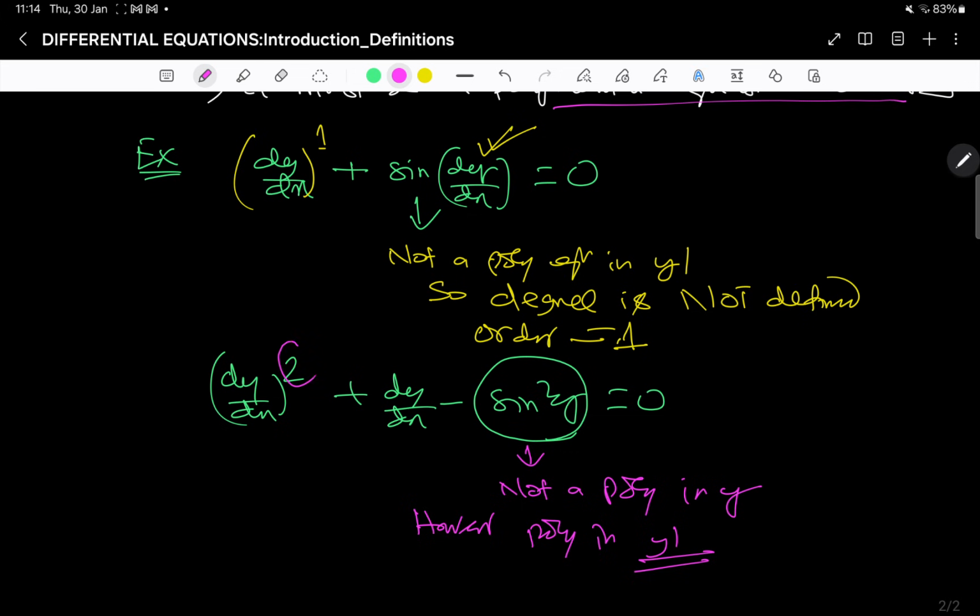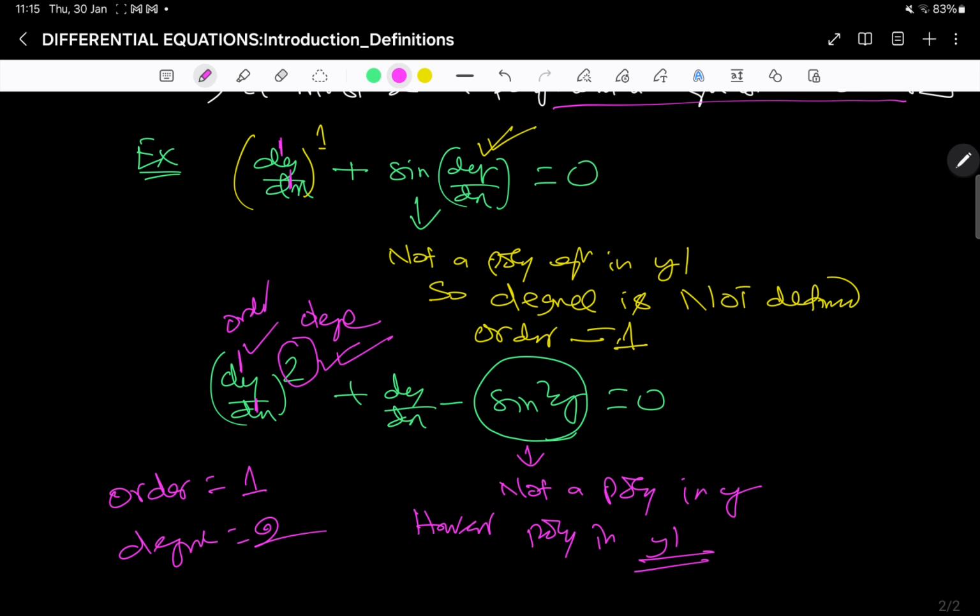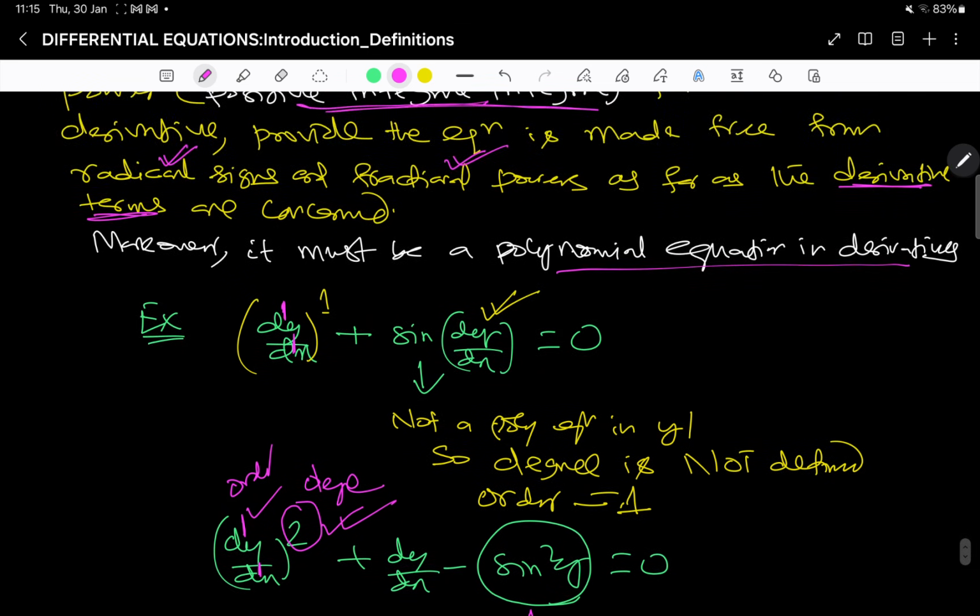Okay, so degree. So here this is the order of the derivative. The order of the derivative is 1 here, and the order is 1 here. Okay, order is equal to 1 here, and this is for your degree, right? The power of the highest order derivative, and the degree is equal to 2 here. In the previous example, this is your order, and the degree is not defined, since it is not a polynomial equation.